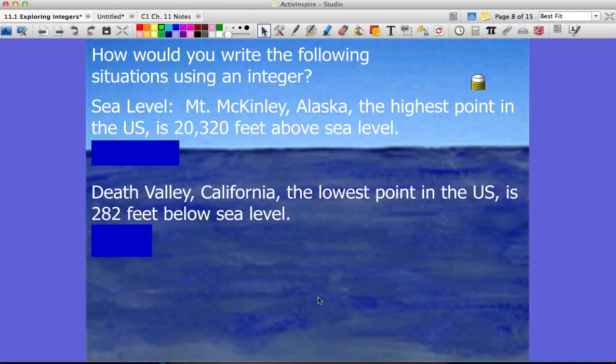Okay, so I want you to try the following on your own. I want you to look at how you would write the following situations using integers. These are the first 2 problems that you will post on Edmodo.